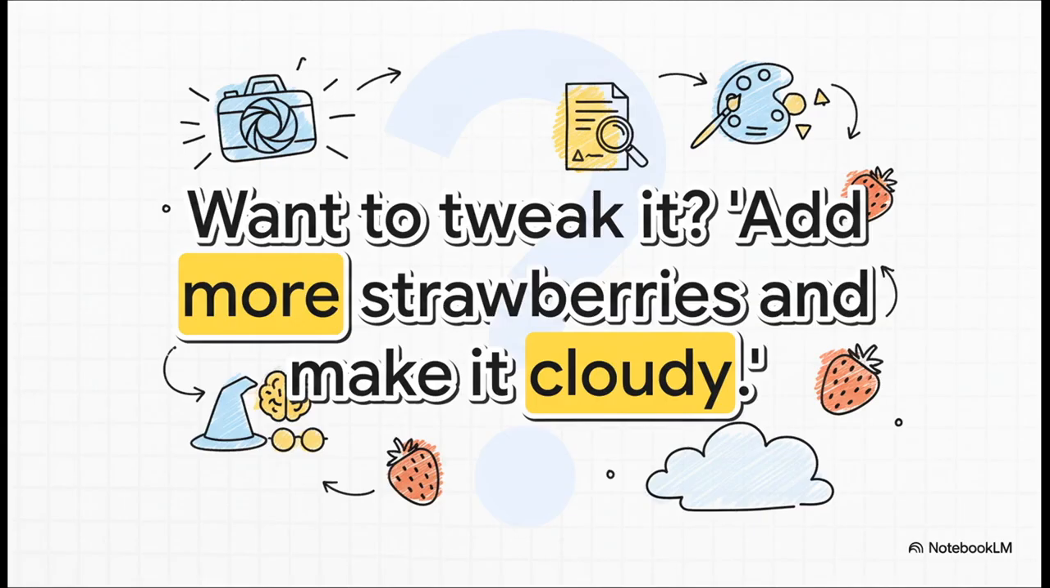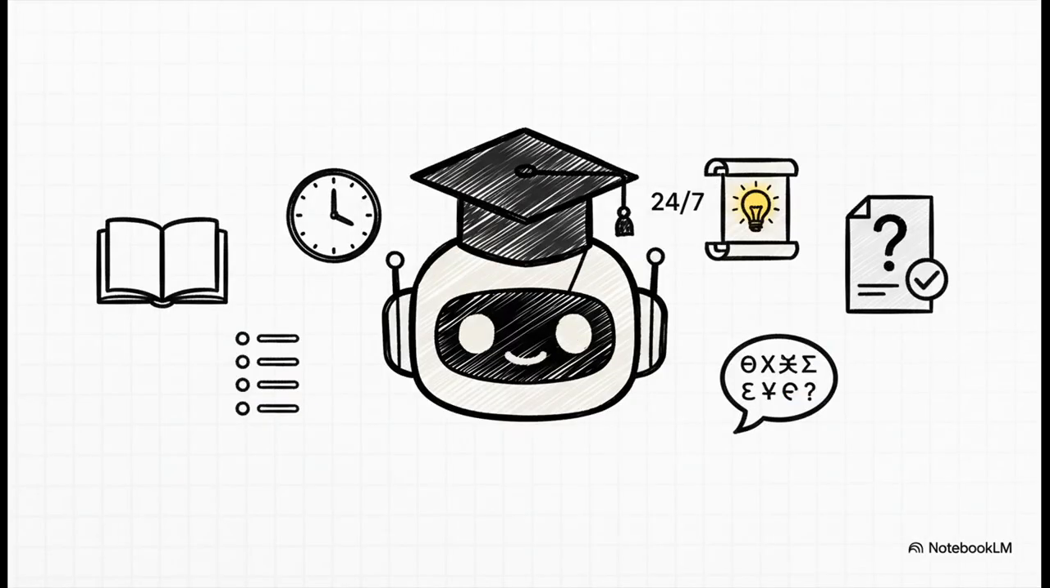And what's so cool is that it's a conversation. It's not a one and done kind of thing. You can keep refining the image. You can ask it to add more strawberries, or make the sky a little cloudy, or change the color of the table. It really becomes a creative partnership.